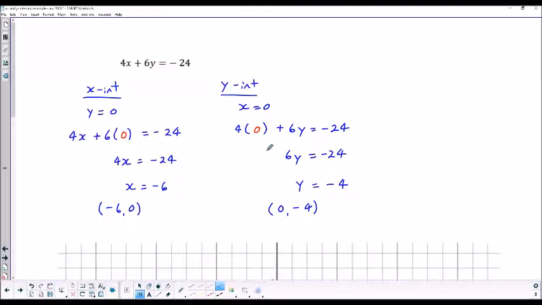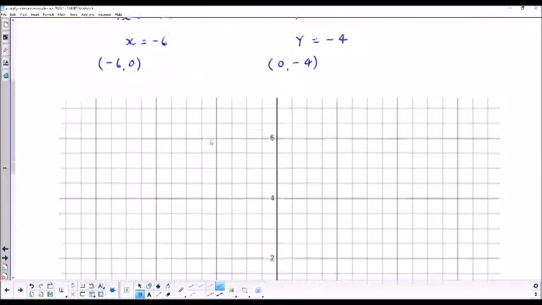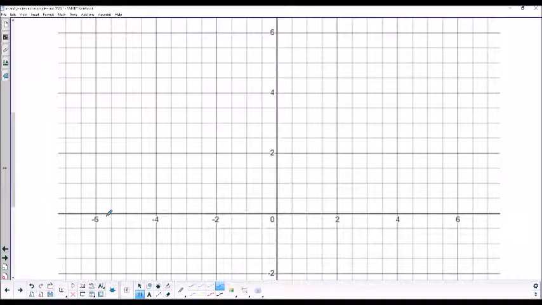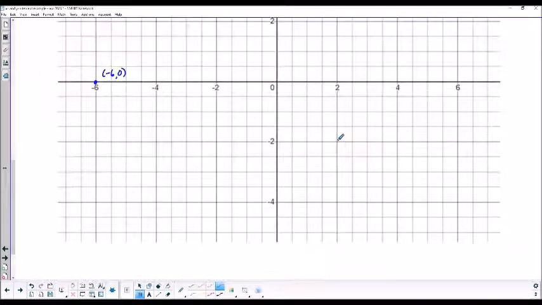So now I'll just plot these 2 points. Negative 6, 0 is the x-intercept, so I plot that point right here. That's negative 6, 0. And the y-intercept is 0, negative 4. So I'm going to plot that point right here. And then I'm going to draw the line between those 2 points.